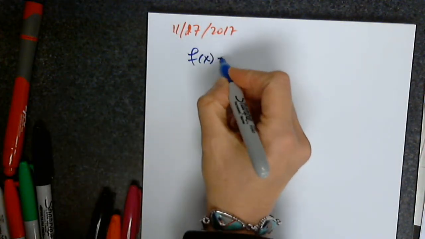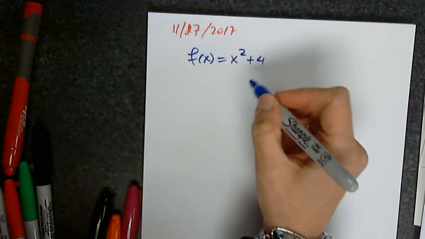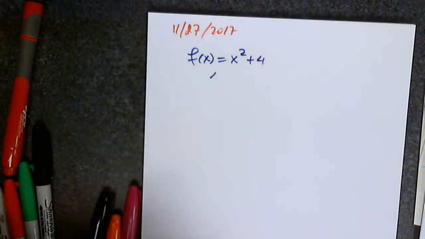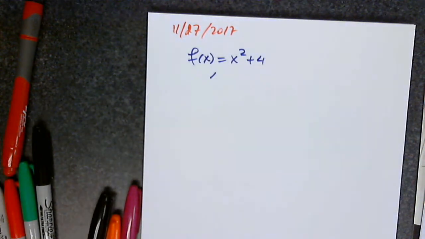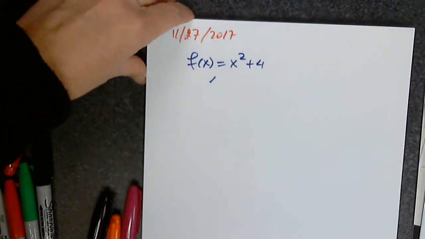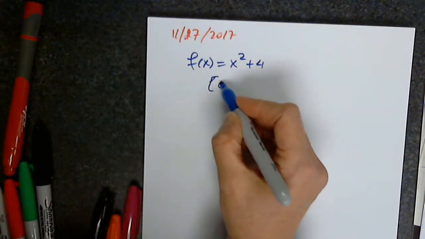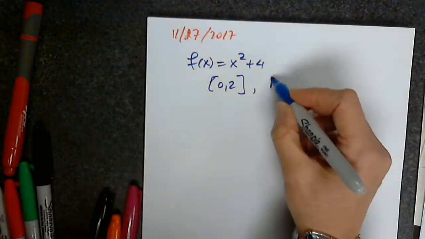So we want f of x, which is x squared plus 4. How many subintervals do we want? Let's do it with only 4 because of the time. But if you know how to do it with 4, you should have no difficulties with 8 or 16. Is that okay? So the interval is 0 to 2, and we want the midpoint.